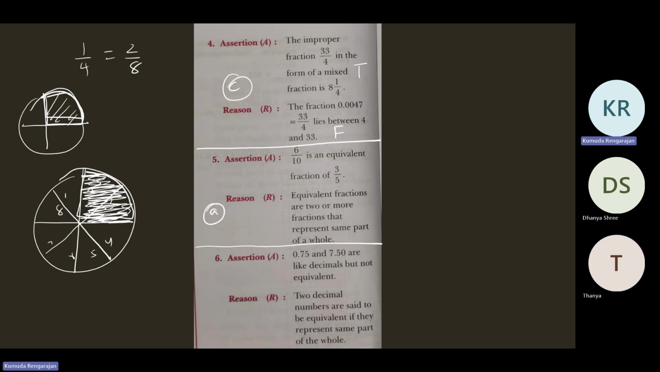So yes, they are like decimals. 0.75 and 7.50, because here you can see 2 digits after the decimal point, here also 2 digits after the decimal point. So they are like decimals, but not equivalent. Are they the same? No, ma'am. So the statement given is true. Yeah, they are like, but they are not equivalent. It's true. Next one. Two decimal numbers are said to be equivalent if they represent the same part of the whole.